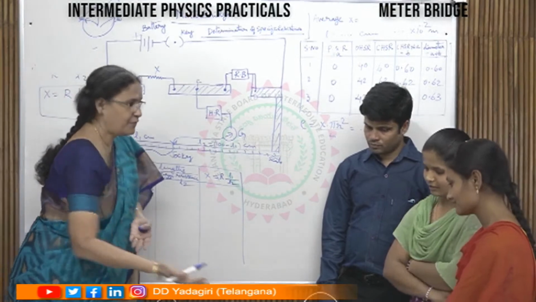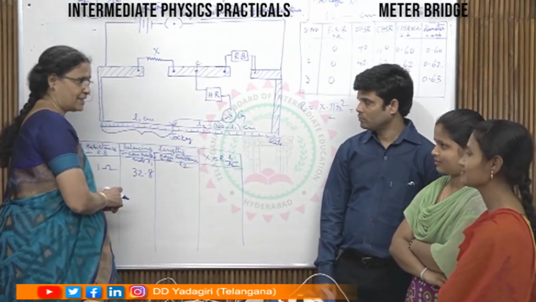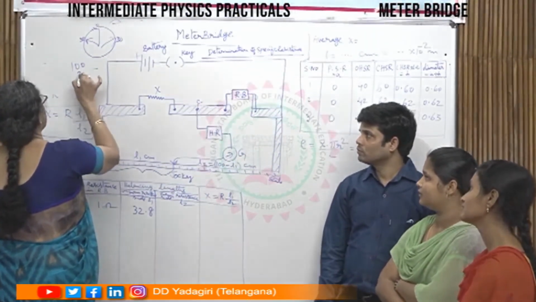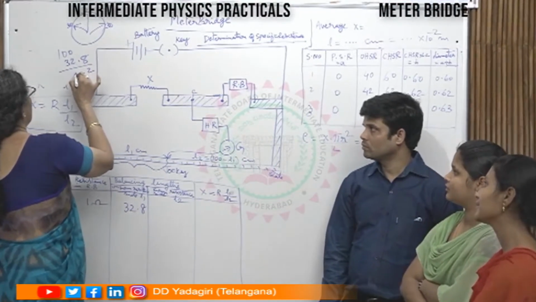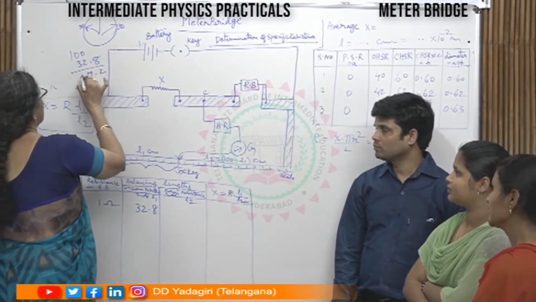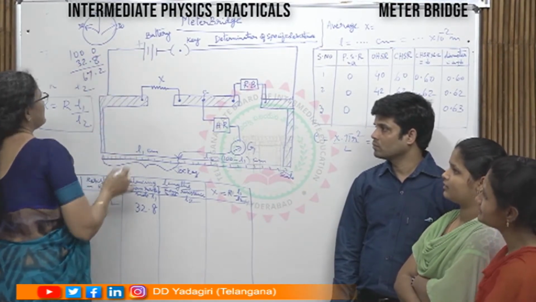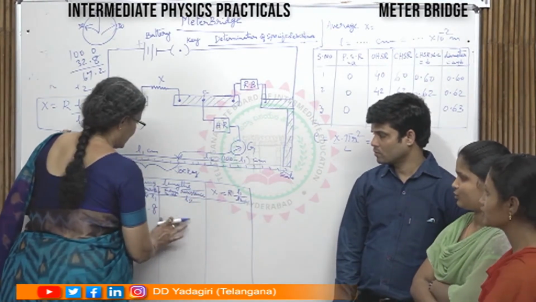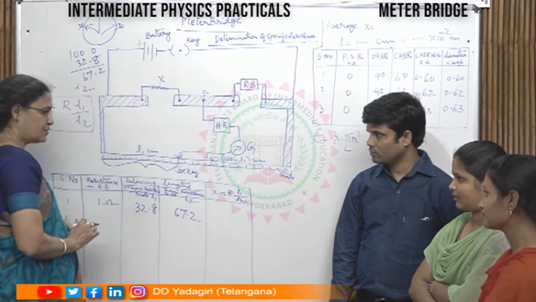On the scale, if you measure also, it will be the same. Or you do a simple calculation: what is 100 minus 32.8? 32.8 I have written here. 9 minus 2, 7. 67.2. Okay, the first reading is over.